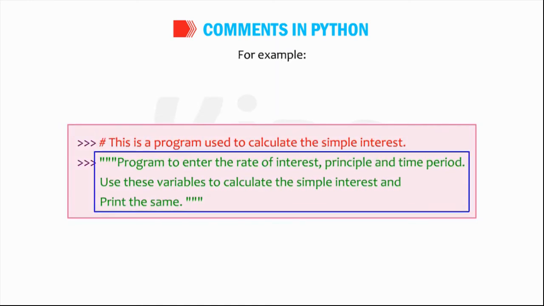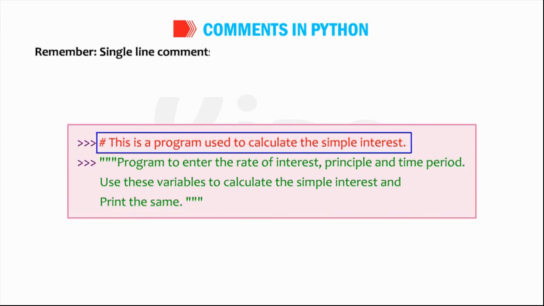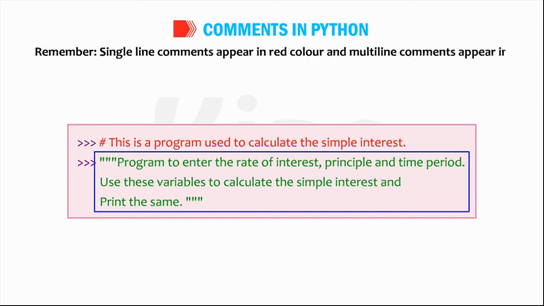Triple double quotes. Program to enter the rate of interest, principal and time period. Use these variables to calculate the simple interest and print the same. Triple double quotes. Remember, single line comments appear in red color and multi-line comments appear in green color.